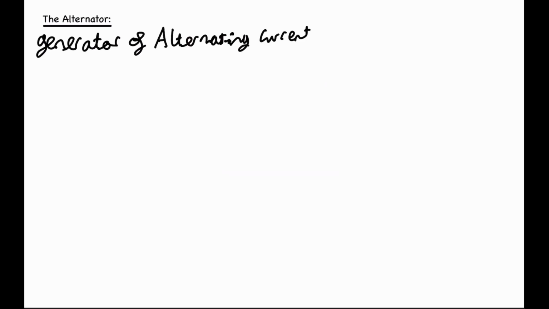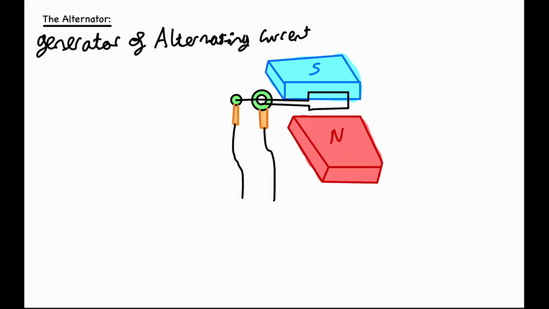And so what is the alternator? The alternator is a generator of alternating current. Now let's draw a diagram of how it looks. So here we have two magnets, a north pole and a south pole, facing each other to create a uniform magnetic field. And we have a wire in between, and these are called slip rings, and they're connected to an external circuit. So let's label the diagram.